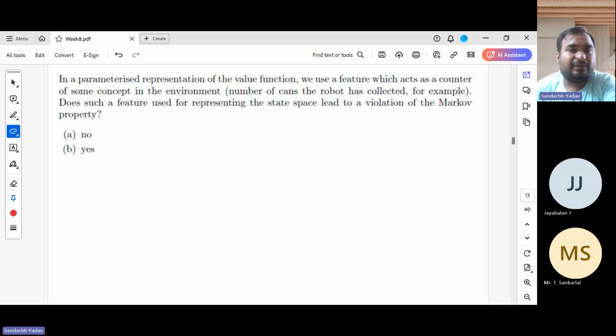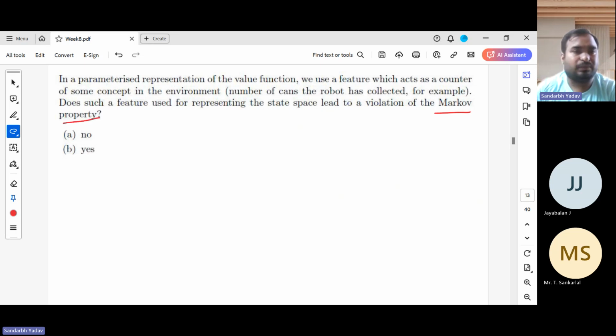In a parameterized representation of the value function, suppose we use a feature which acts as a counter of some concept in the environment. They have given the number of cans as an example. You remember this robot example which used to collect cans, waste cans. Does such a feature used for representing the state space lead to a violation of the Markov property?